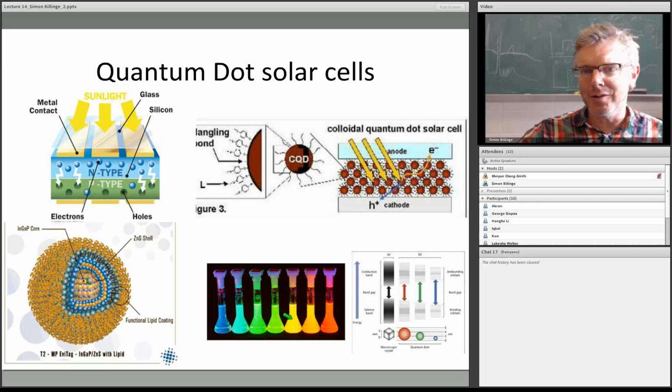This is a photoluminescence, and in each of these vials are the same material, cadmium selenide, but different sizes, and that changes the band gap, which causes them to photoluminesce with a different color. So these are also of interest for ambient lighting.